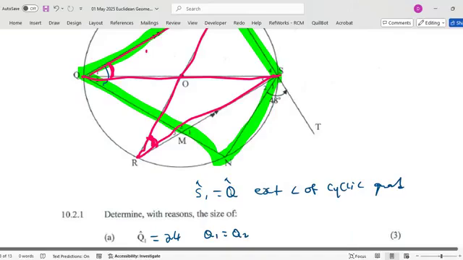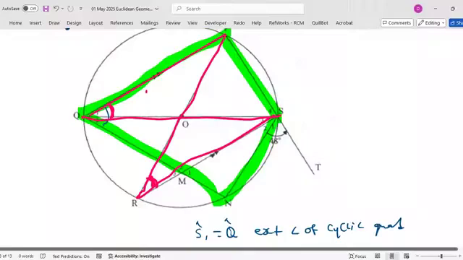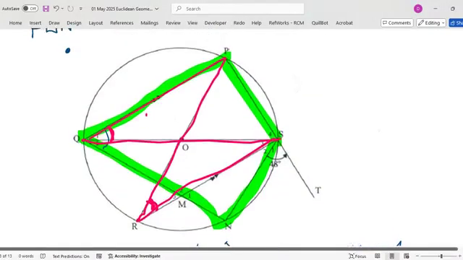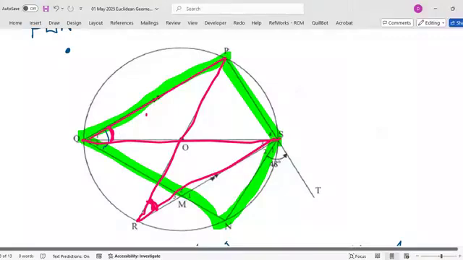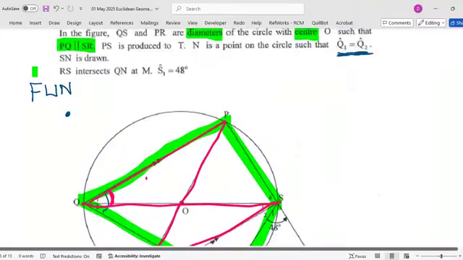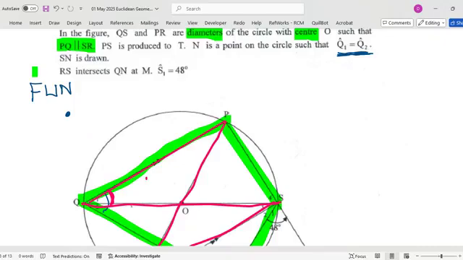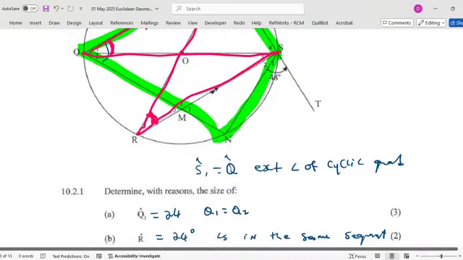We said Q1 is equal to 24, but we started by saying S1 is equal to the whole of angle Q. Why the whole of angle Q? Because S1 is the exterior angle on the cyclic quad, which I highlighted in green. S1 is the exterior angle. And from what we're given here, Q1 and Q2 are equal. If Q1 and Q2 are equal and the whole of Q is 48, then we divide 48 by 2, and we got 24. That is why we say Q1 is equal to 24.